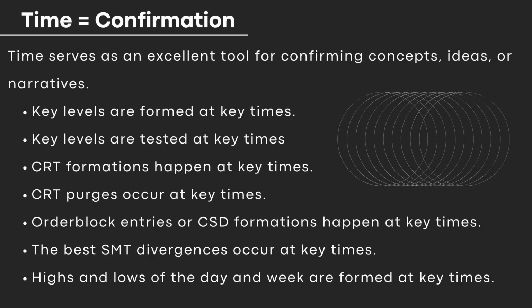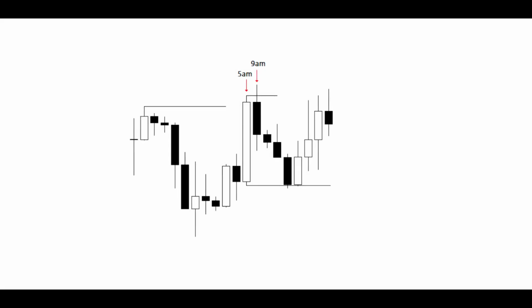And last but not least, SMT divergences also happen and form at key times. Right here in this graphic, you can see that we've got this high, and what happened is that price came above and took it out with this 5 a.m. candle. And with that, you can also see that it took out this high at a key time, which is the 5 a.m. time, right?